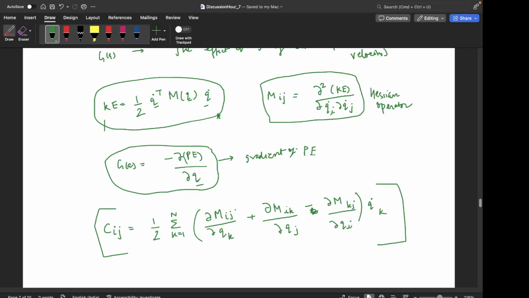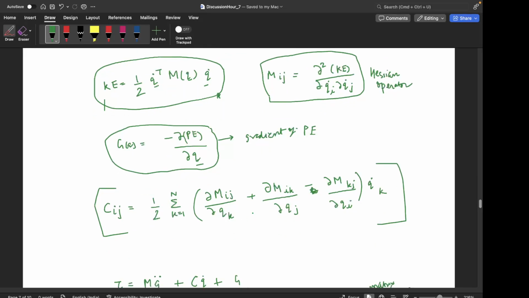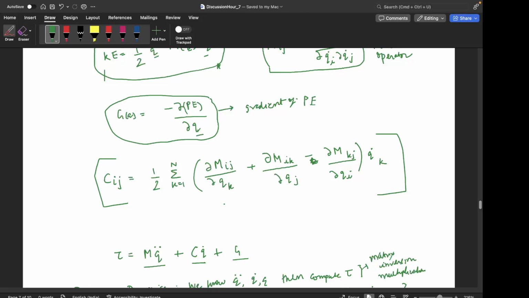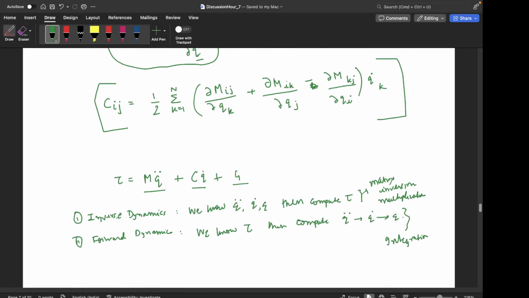A crude implementation can be done very easily on our own by using these expressions. The mass matrix can be computed by taking the Hessian of the kinetic energy. The gravity terms can be computed by taking the gradient of the potential energy, and the Coriolis matrix can be computed by further differentiating the elements of the mass matrix as shown here. That will give us all the dynamical matrices that are needed to write the equation of motion.